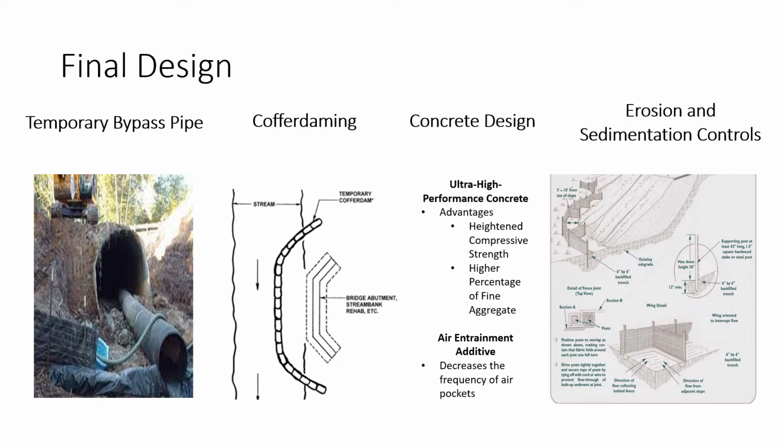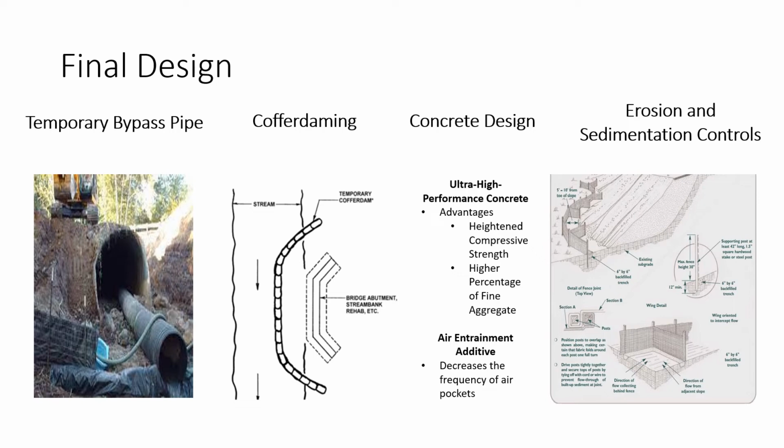Finally, we move into the final design phase of our project. First things first, the concrete design for this project has been decided to be an ultra-high performance concrete. This design alternative was chosen because there's a high compressive strength and a higher percentage of fine aggregate. This means that this concrete mix is denser and will be better suited to support the arch for a longer period of time in the future, to hopefully prevent this project having to be done for a very long time.